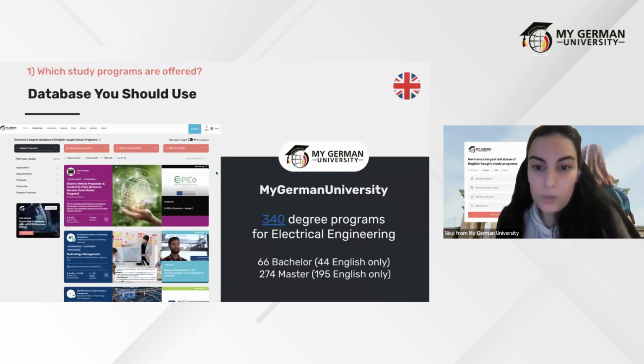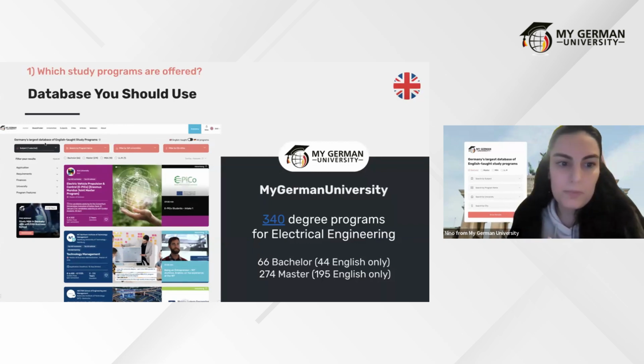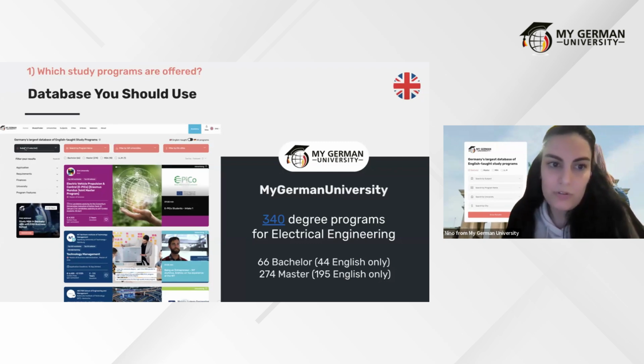Now, I hope you have already used our study finder to search for programs in electrical engineering. And this is a bigger overview of the study finder here. Of course, first thing, you would filter programs by subject. So one is selected, and the search result shows you 340 degree programs. Of course, you are not going to go through all of them, but still, even the breakdown into masters and bachelors is big. So in master, we have 274 programs.